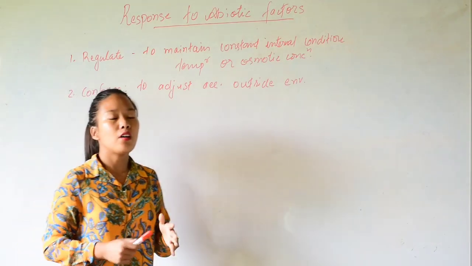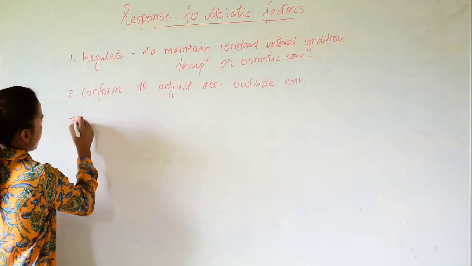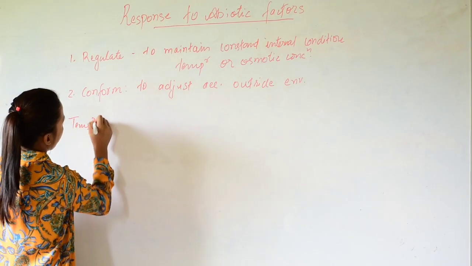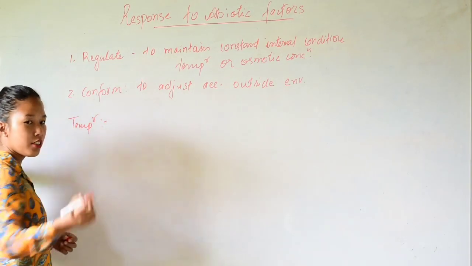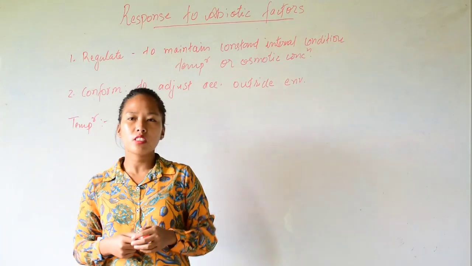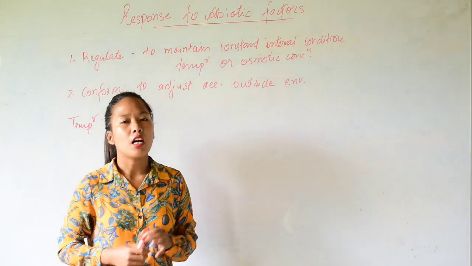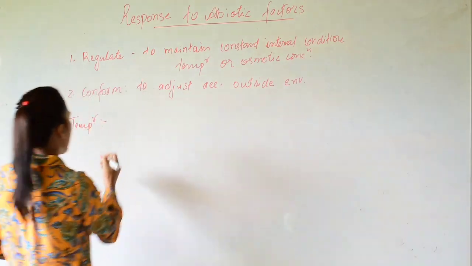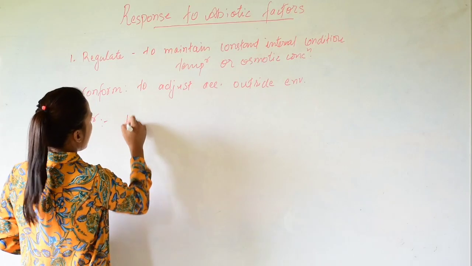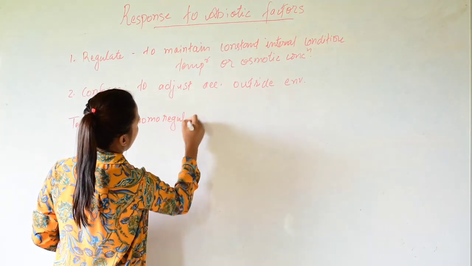So now let us take the first abiotic factor, temperature. Taking this factor, let us try to know some other terms. Now there are some organisms which are able to maintain a constant internal body temperature in spite of the changes outside. So such organisms are called thermoregulators.